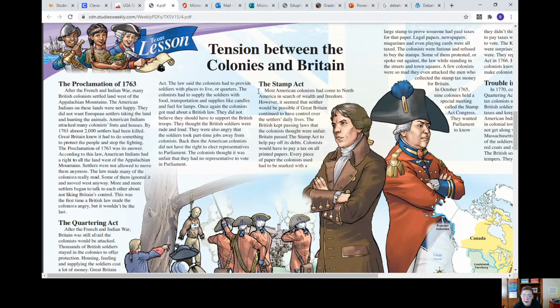So once again, the colonists got mad about British law. They did not believe that they should have to support the British troops.